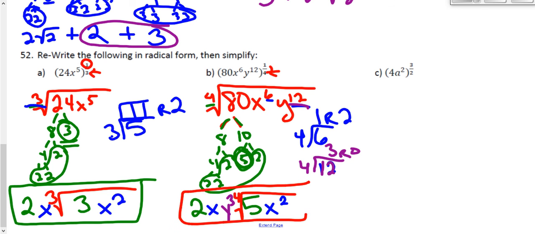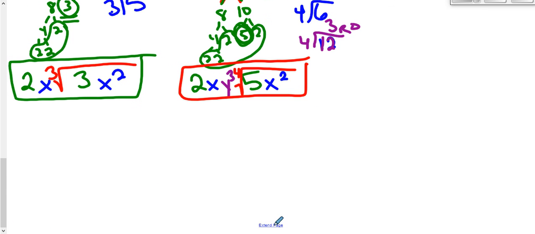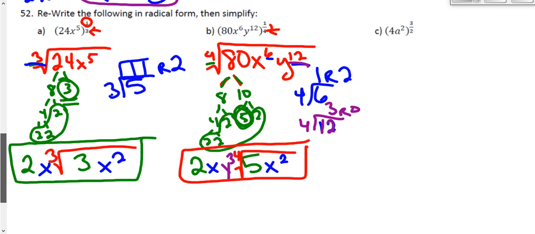That guy's all done. We have one more to work on over here, 4a squared to the 3/2 power. Now I'm going to show you 2 different ways to solve this one. One of them is actually a lot easier. I'm going to show you the easy way first, and then I'll show you the way that's a little bit longer, which will still get you the same answer. So up top here, we're going to do the easy way.